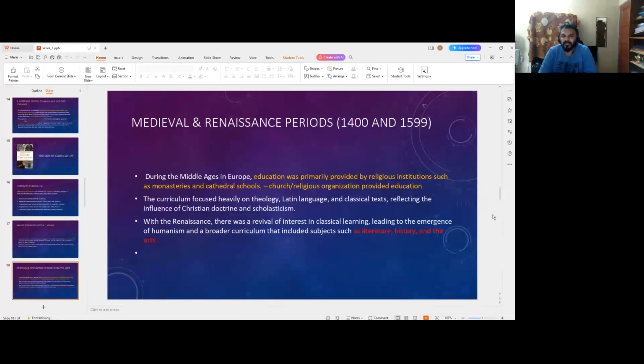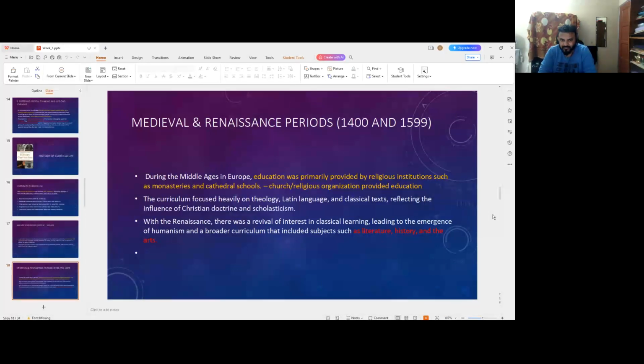Basically this happened in the Middle Ages in Europe, where education was in the first place provided through religious institutions. A religious institution is basically like a church. They provided education through the church, in religious concepts. Later the curriculum focused heavily on theology, language, and classical texts. It covered a little Christian doctrine, but still, the education was there.